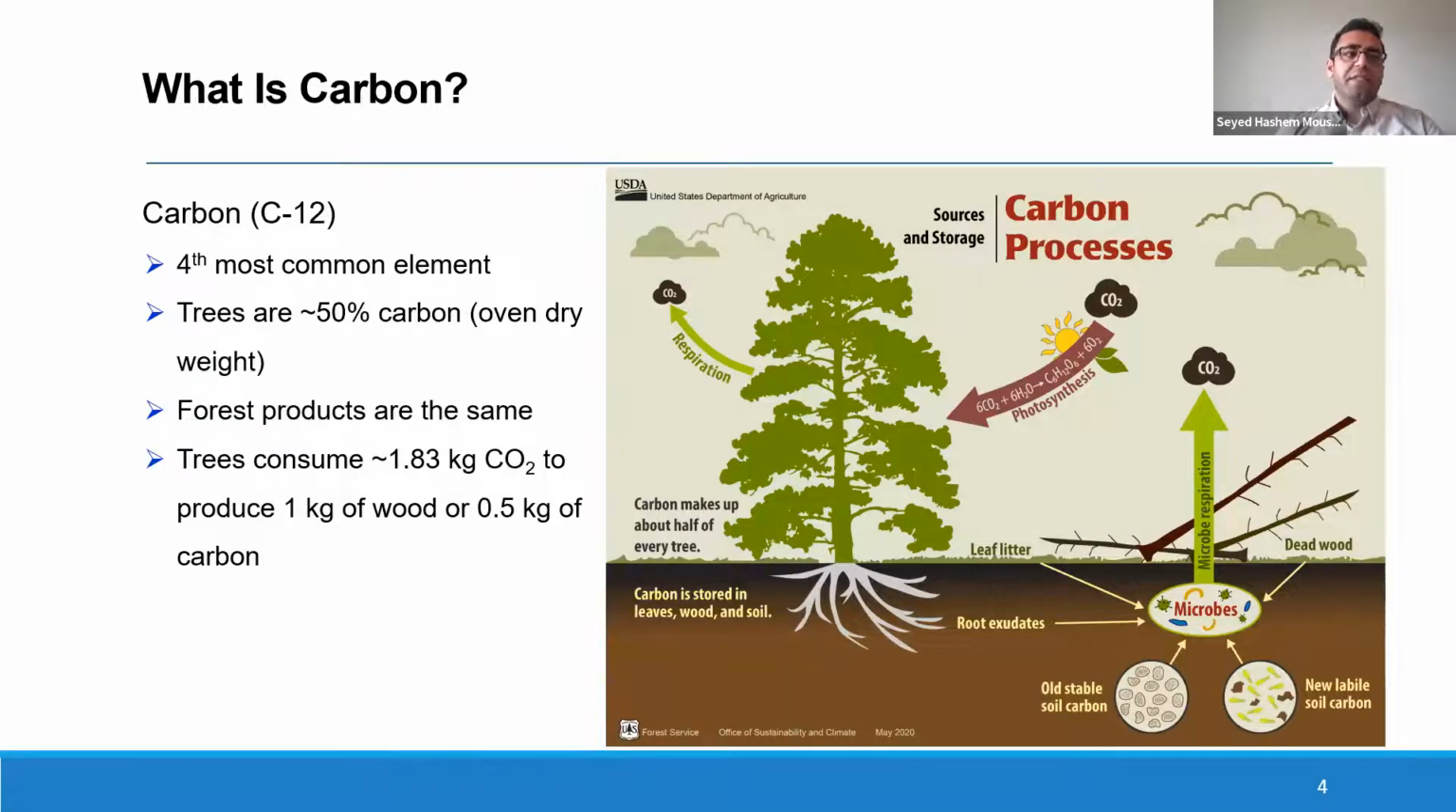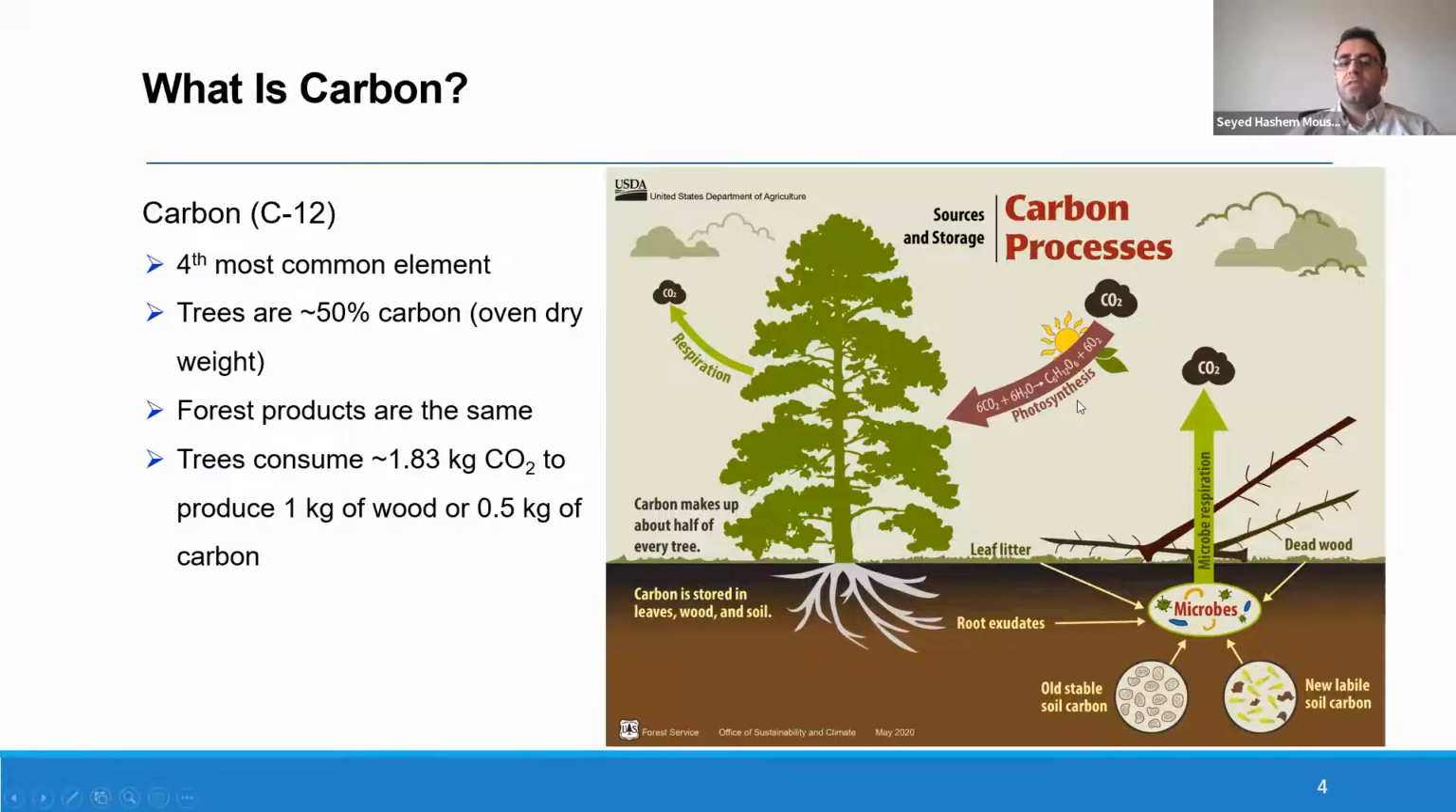As you know, the Earth is getting warmer, and we can help turn down the heat by reducing our carbon footprint. But what is carbon? Carbon is actually the fourth most common element in the Earth. Trees are usually around 50% carbon. Forest products are the same. And trees usually consume around 1.83 kg of carbon dioxide through photosynthesis to produce 1 kg of wood, or 0.5 kg of carbon.